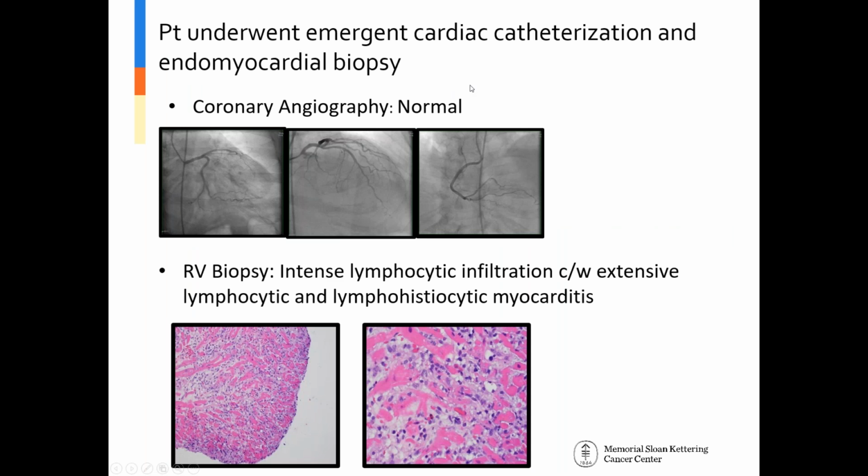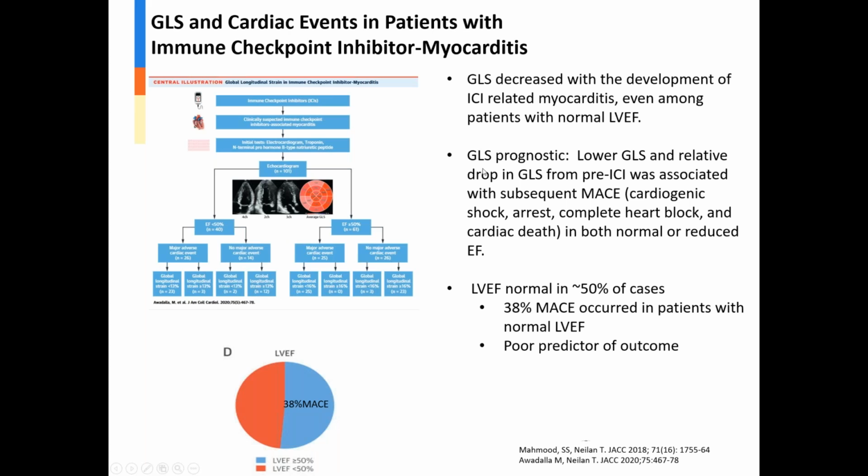She underwent emergent cardiac cath and endomyocardial biopsy. Her coronaries were normal, and RV biopsy showed intense lymphocytic infiltration consistent with myocarditis. So this case just brings out another role for GLS, and that is in patients with immune checkpoint inhibitor myocarditis.